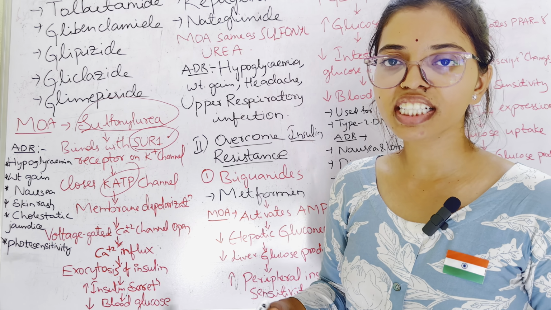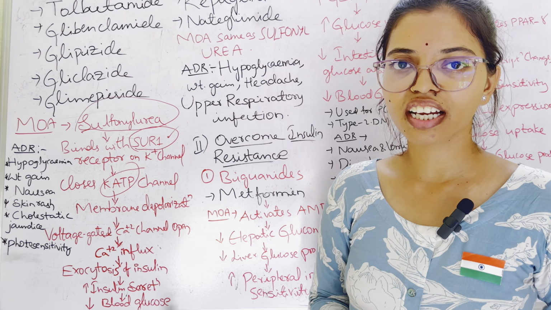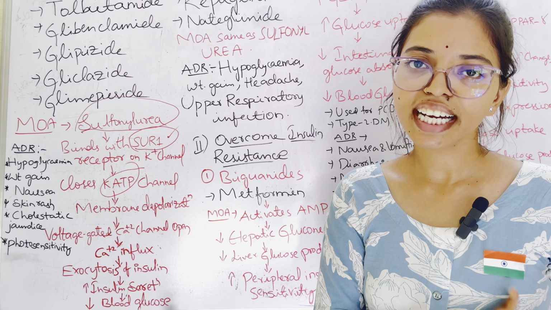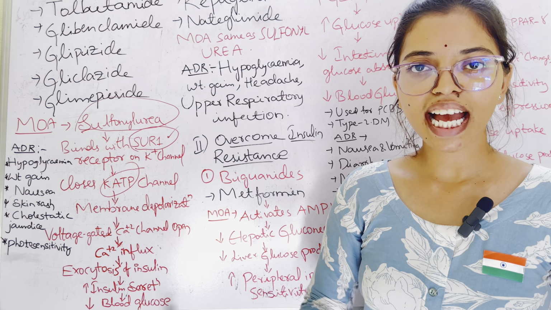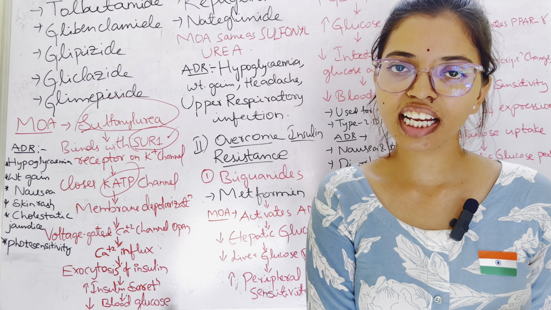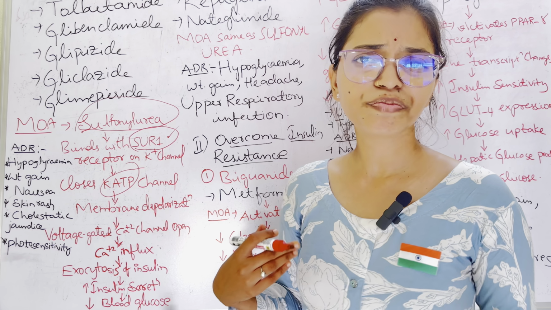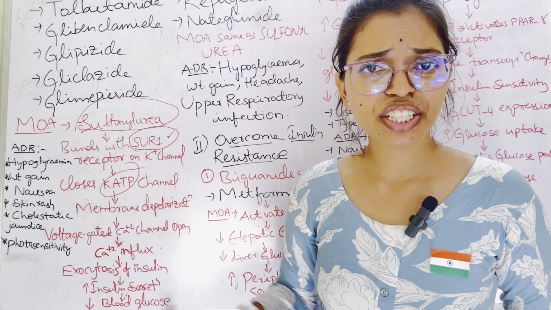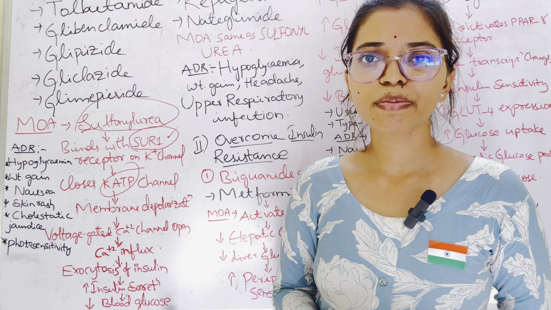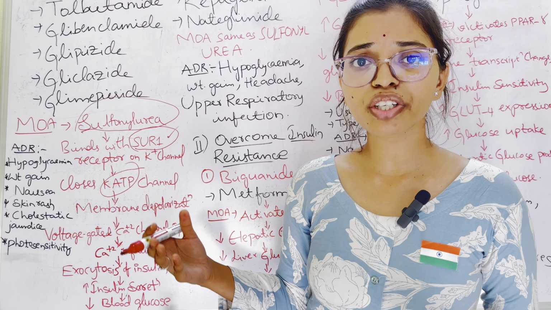The insulin gets out of the beta cell when calcium levels increase in the beta cell. Then it binds with all the IRS, that is, the insulin receptor substrates 1, 2, 3, 4. These are the receptors of insulin.